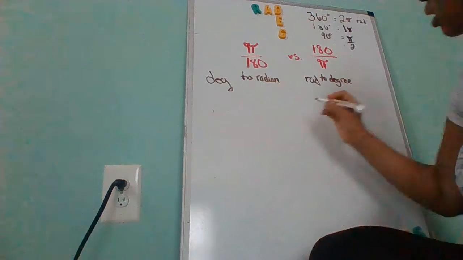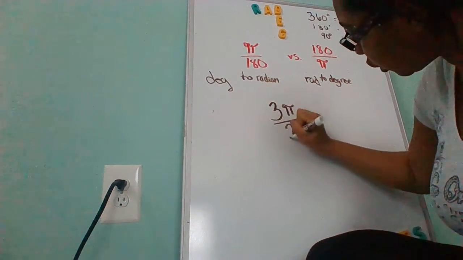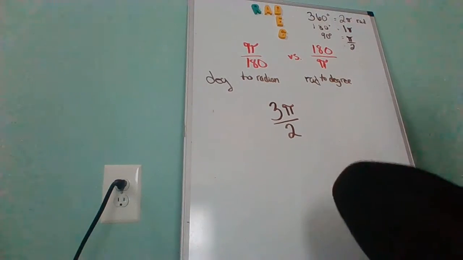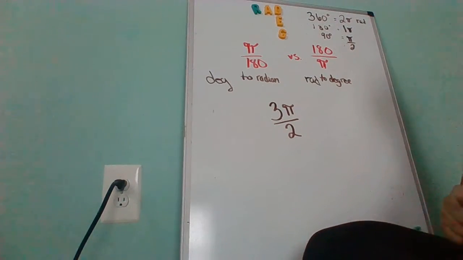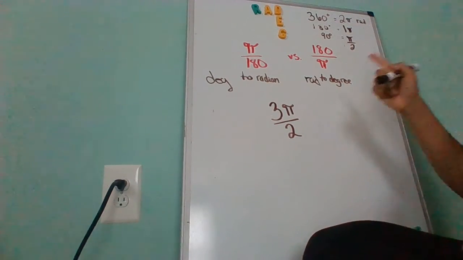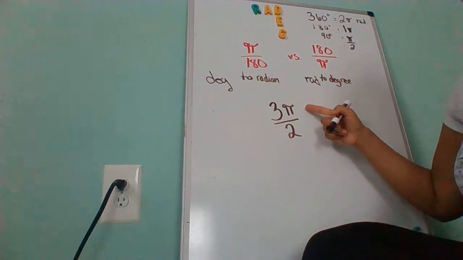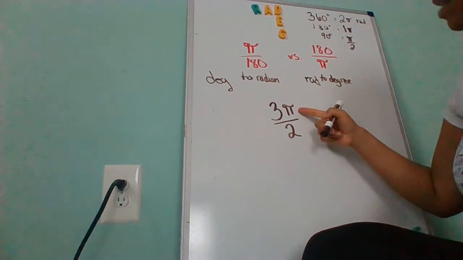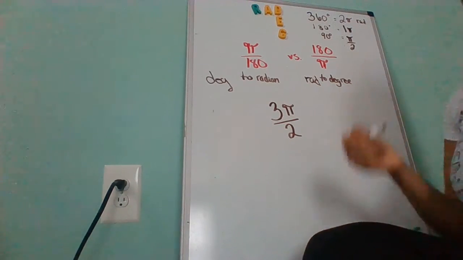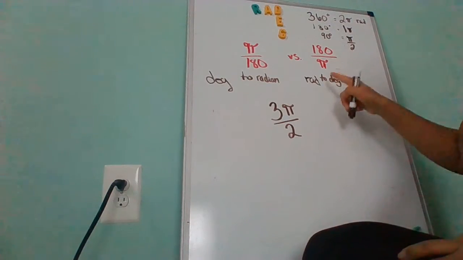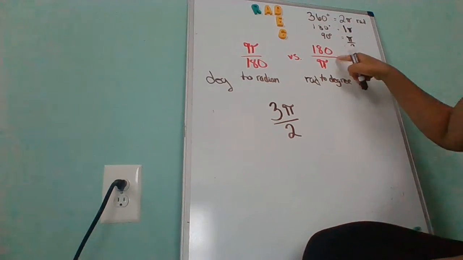So this time we're going to look at 3 pi over 2. I can tell already that this is a radian. It is very important to know that radians have a pi that's already there. So since my pi is already there, I'm currently in radians. Radians have pi's. So if I want to take it from a radian to a degree, I'm going to multiply by this fraction.